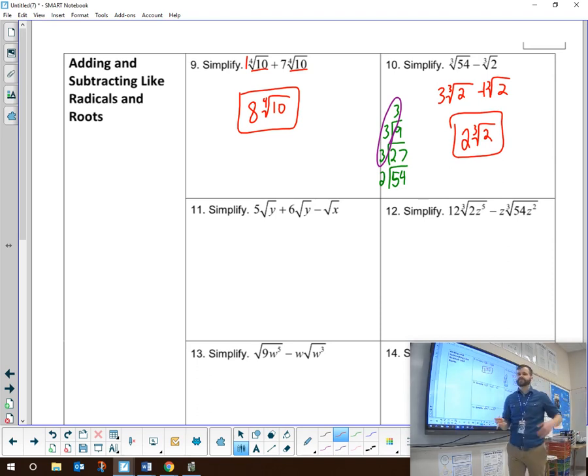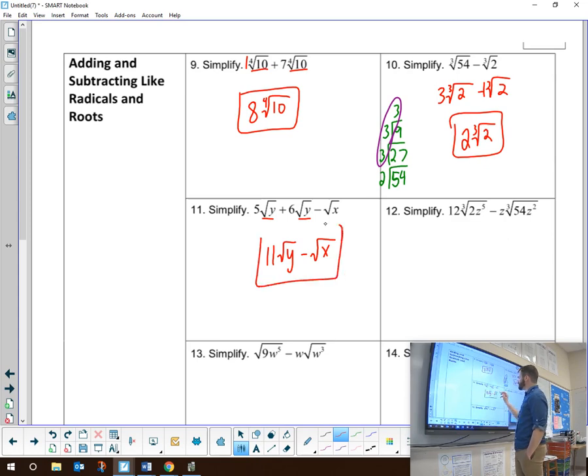So sometimes you have to simplify it first and then add and subtract, okay? So on this one, we're going to add these two together because they're counting the same thing, but can't add this one, the one on the end, the square root of x, to anything. So we're going to add these two together first. 5 square roots of y plus 6 square roots of y is 11 square roots of y minus the square root of x. That one's just left off by itself because I can't combine it with anything.